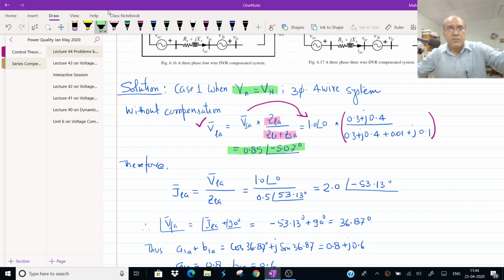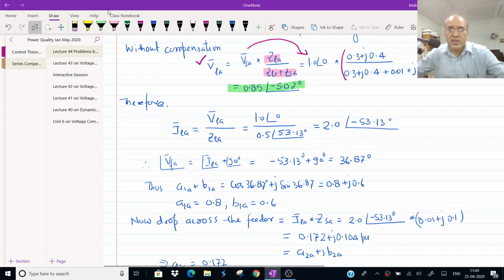Similarly, we can find out the current for this voltage. So now we will find out ILA. We could find ILA from the previous expression also, but that does not make much sense because that current is based on this load actually. If you want to find the current, you can also find it by simply dividing VLA by ZLA.